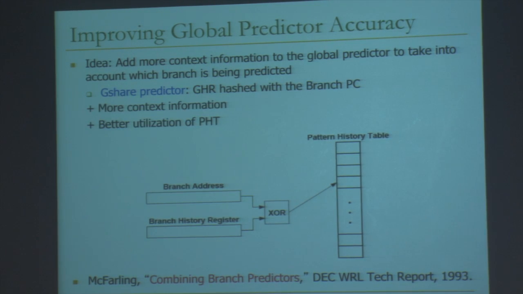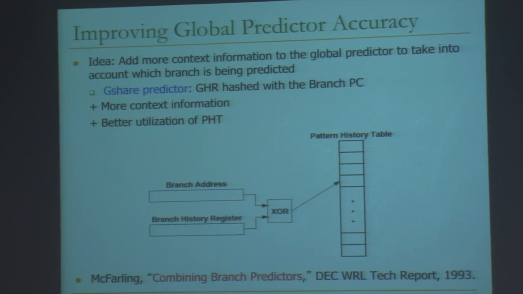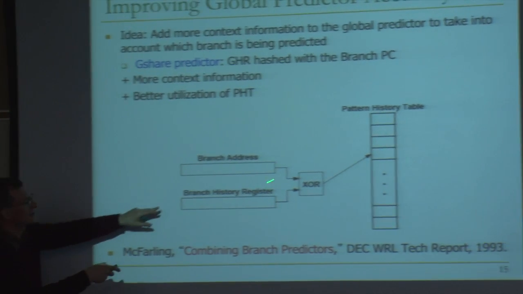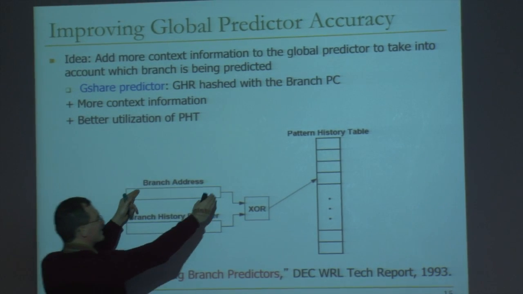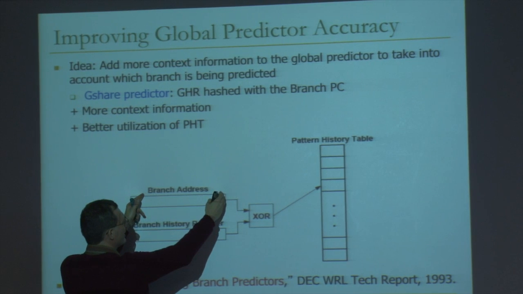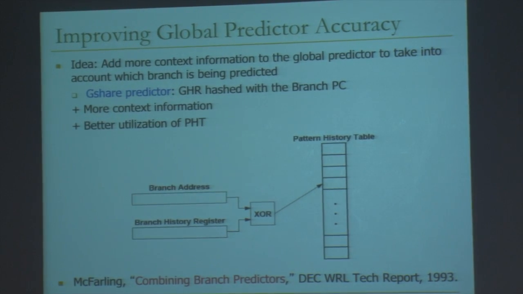But there are advantages to this. One is more context information. If two branches that have the same history of past 4 branches take different outcomes, now you can potentially distinguish between them because they'll map to different entries in the pattern history table, assuming their addresses, the address bits you're using coming from their PCs, are different. Right? And there's another advantage of this, which we will see in caching.